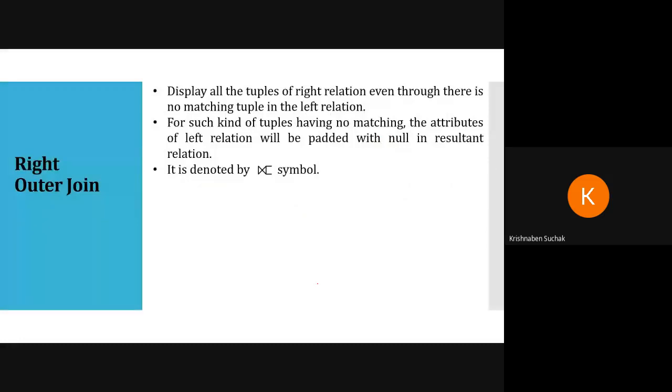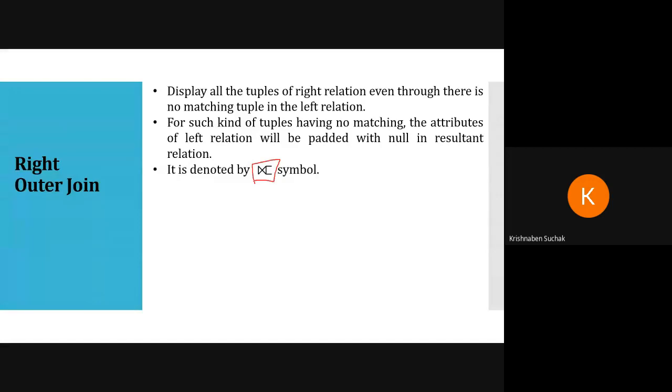So in right outer join, whatever we were doing from the left table, we will do from the right table. Display all the tuples of the right relation even though there is no matching tuple in the left relation. For such tuples having no match, the attributes of the left relation will be padded with null in the resultant relation. Now see, this is the symbol of right outer join.